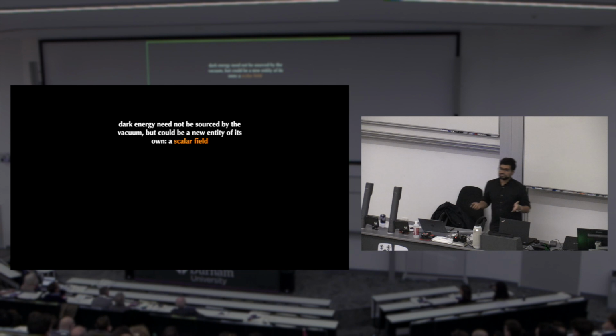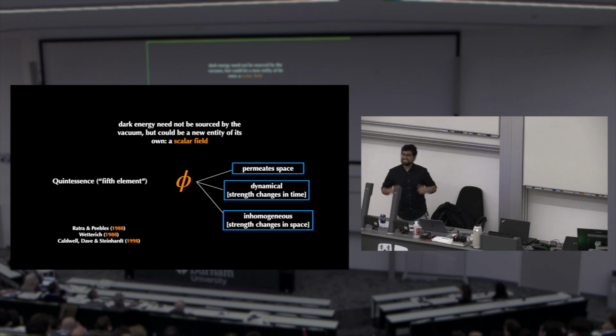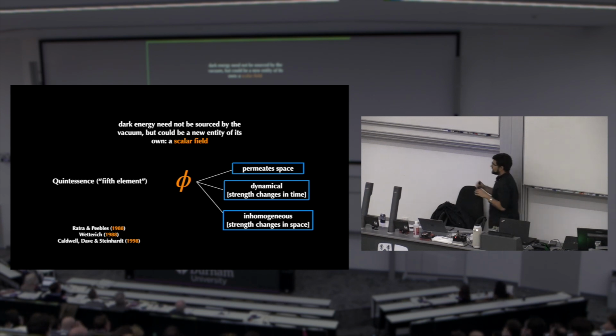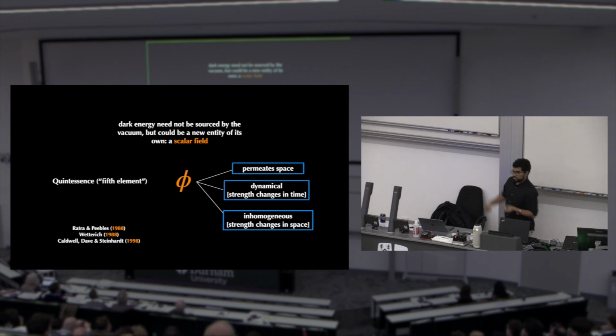And this scalar field, which is represented by the letter phi, has the properties that it permeates space, so it's all over. It is dynamical in nature in that it can change over time, and it can be inhomogeneous as well, so different parts of space can have different values of the scalar field. So a scalar field is basically something that just associates a number with a point in space.